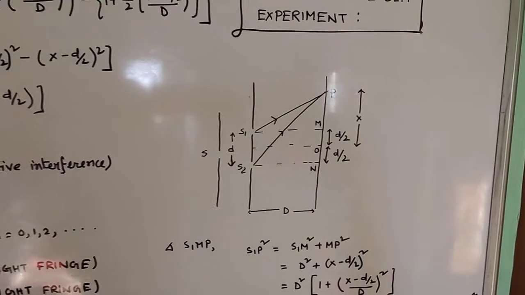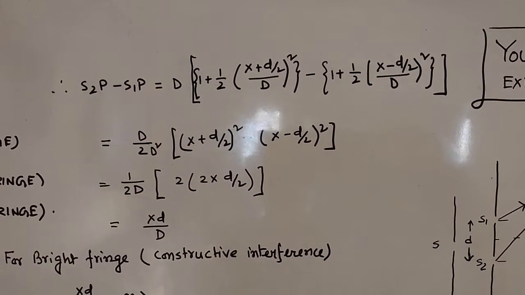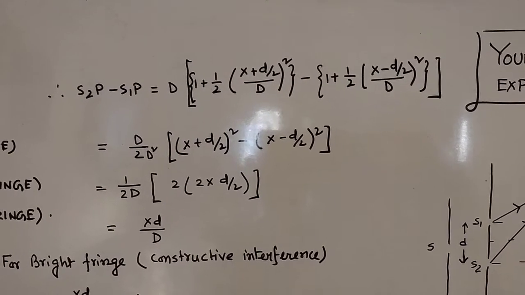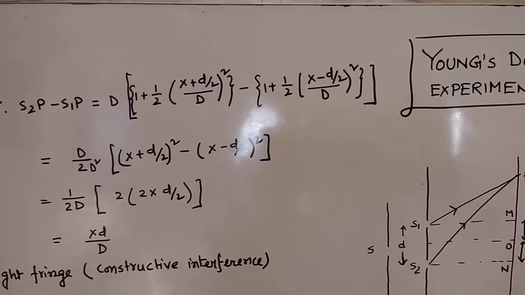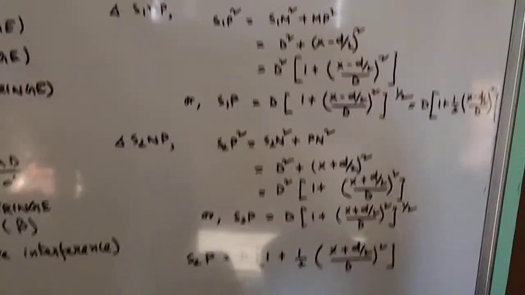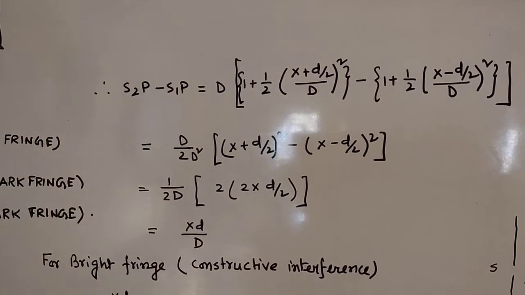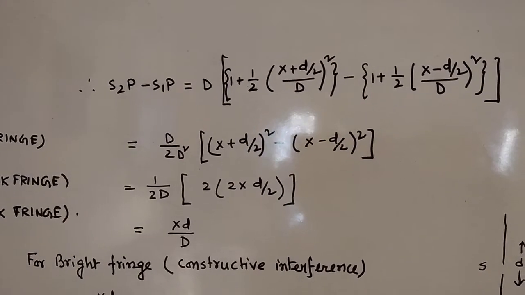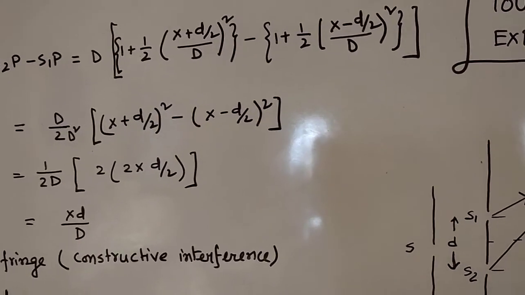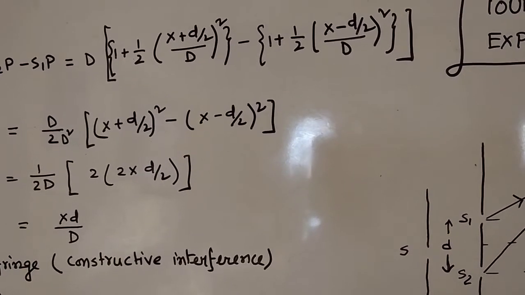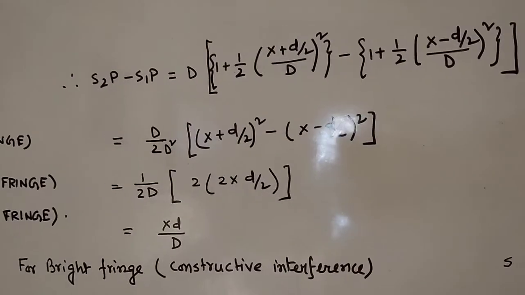So we can define the path difference by taking the difference S2P minus S1P. If we substitute the values, D comes out common, and within the second bracket 1 plus half ((x plus d by 2) by capital D) whole square, second bracket close, minus 1 plus half ((x minus d by 2) by capital D) whole square, second bracket close. Now the 1 and minus 1 go off, and 2 D square comes out. So you have only, within the third bracket, (x plus d by 2) whole square minus (x minus d by 2) whole square. If we simplify, you will get 2 times 2x d by 2. Other terms get cancelled. So 2 goes off, 2 goes off, so x small d by capital D. So this is your path difference.